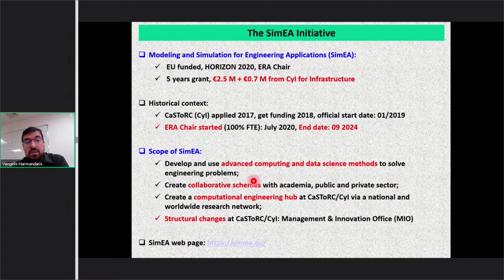And this now is the main scope, I would say, of the SimEA, which, as you see here, is to advance computing and data science methods for Castor C and for the Cyprus Institute in order to solve primarily engineering problems, and to create collaborative schemes with academia and the public and private sectors. I would say, in general, to create a computational engineering hub at Castor C. So we are open for new collaborations, new projects, new ideas.